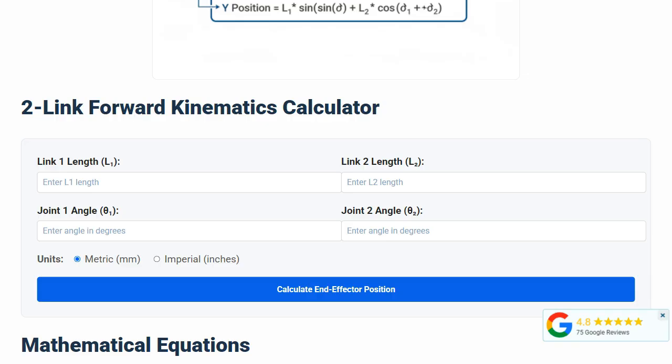The calculator uses trigonometric formulas where the x-coordinate equals L1 times cosine of theta 1 plus L2 times cosine of theta 1 plus theta 2. The y-coordinate follows the same pattern using sine functions.